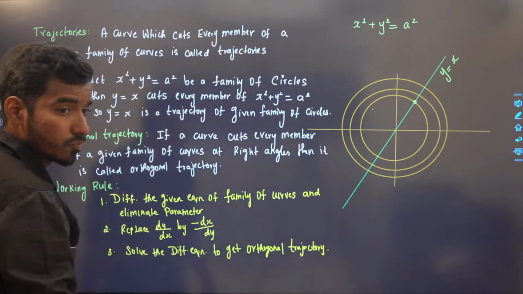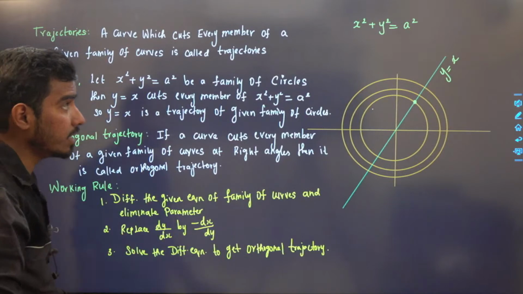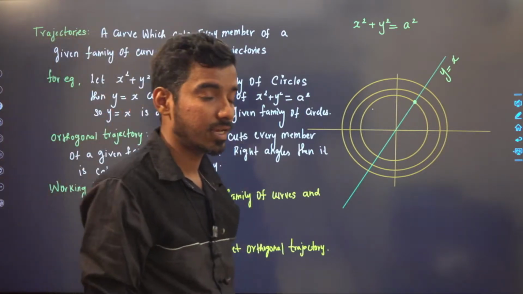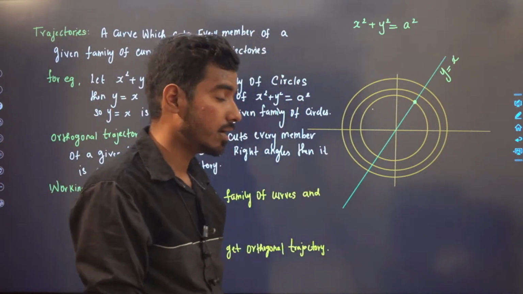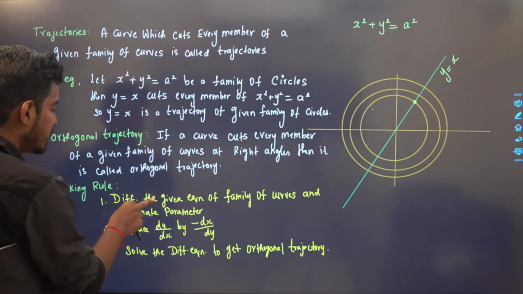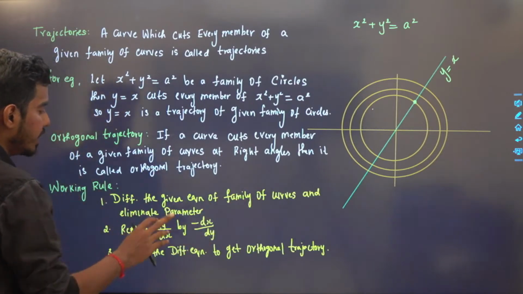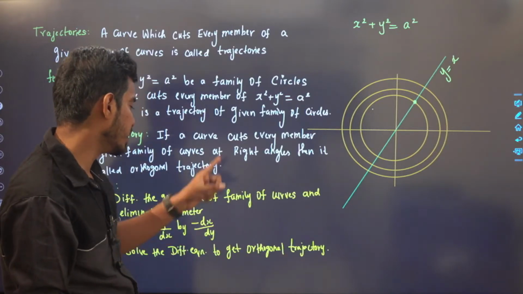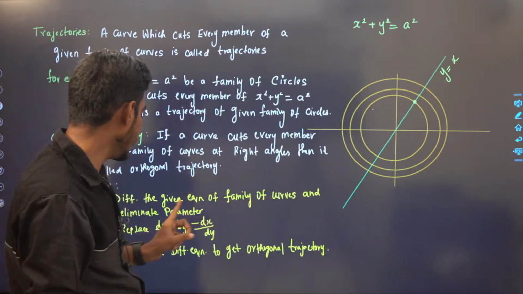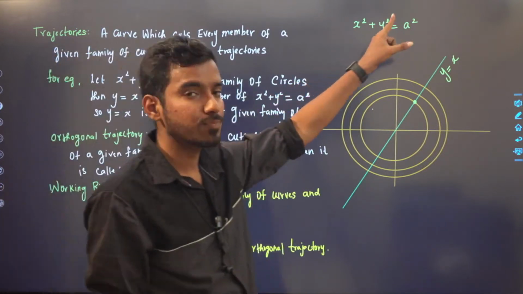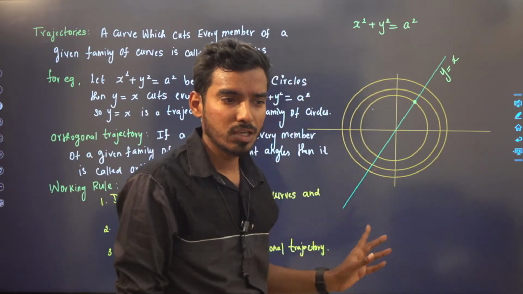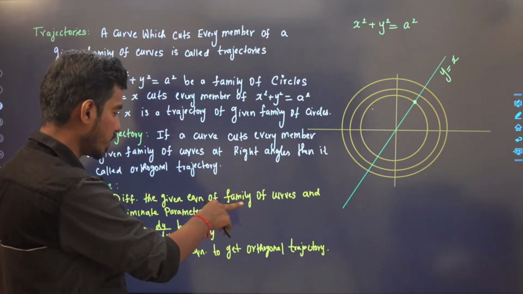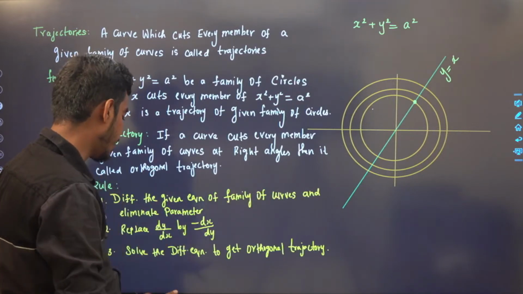Now how to find the orthogonal trajectory? Very simple. There are three steps to find the orthogonal trajectory. The first step is to differentiate the given equation of the family of curves and eliminate the parameter. So first you have to differentiate the given equation of the family of curves, and then you have to eliminate the parameter. Here a is the parameter for this example. I'll demonstrate with the example.